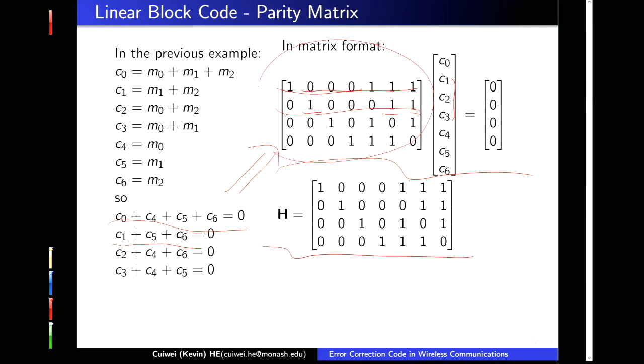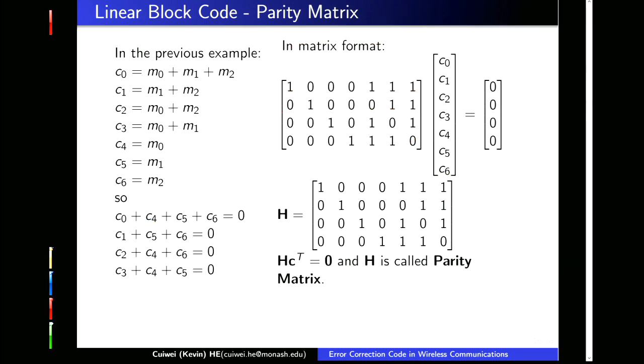So it's just this matrix. One important property of the parity matrix we can see is that it's nothing but this equation: the parity matrix multiplied by the code word. I use a transpose symbol here because the code word is in vertical format. The result is a 0 vector. This is a very important property, and we use this property to do the error detection.